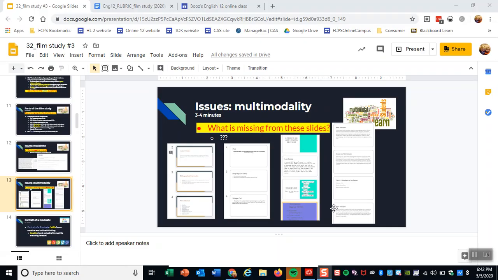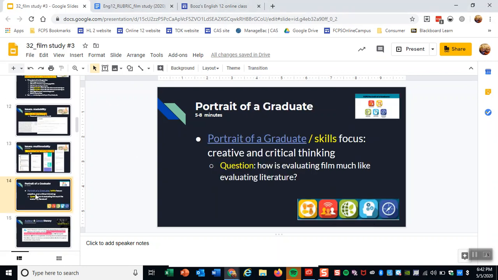This is meant to be multimodal, and so they're all missing images. You got it. That's right. So please make sure you're thinking about images.